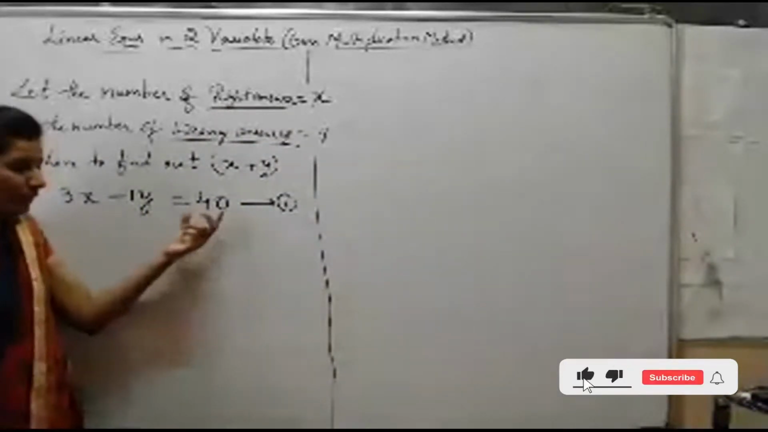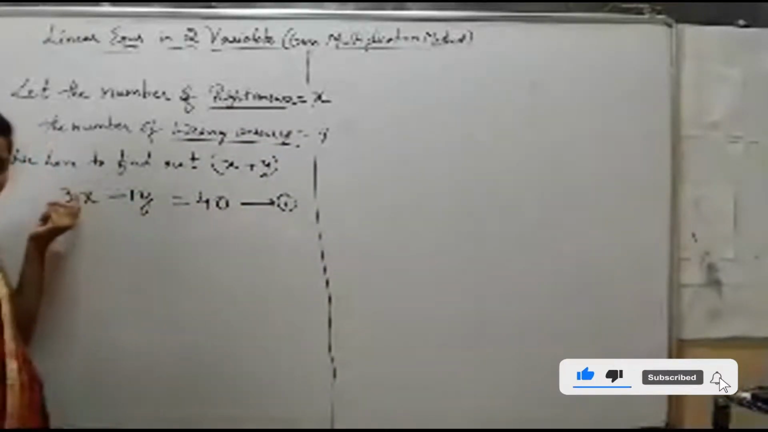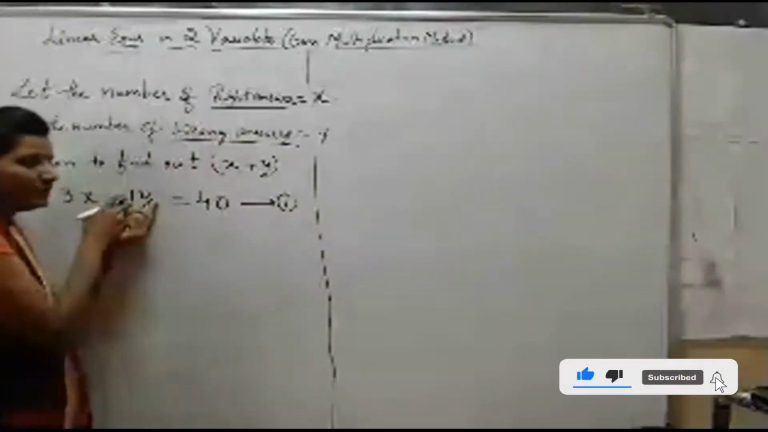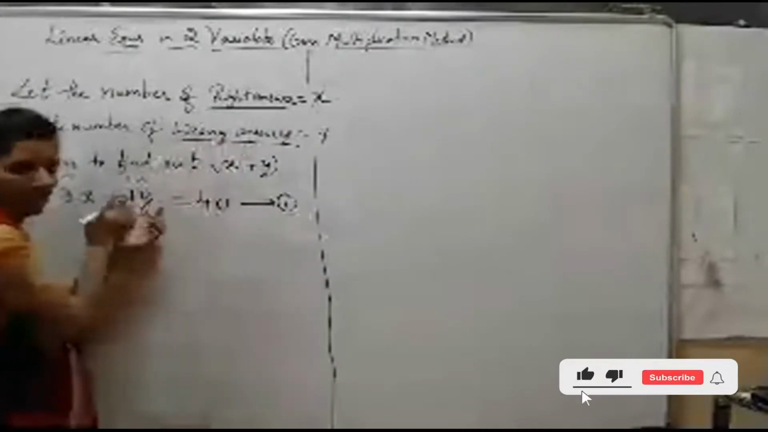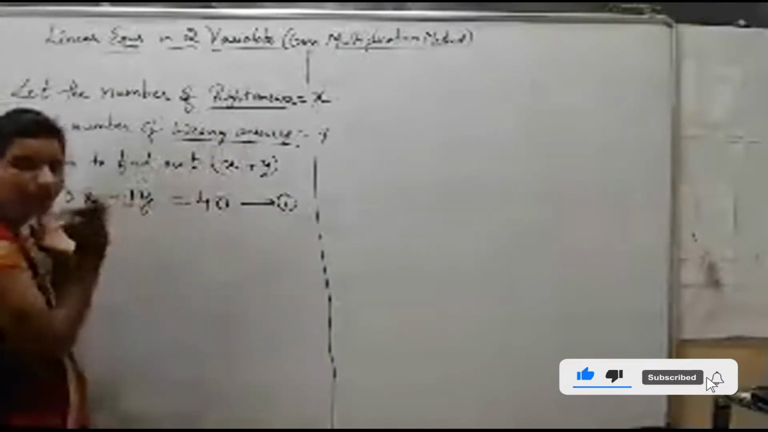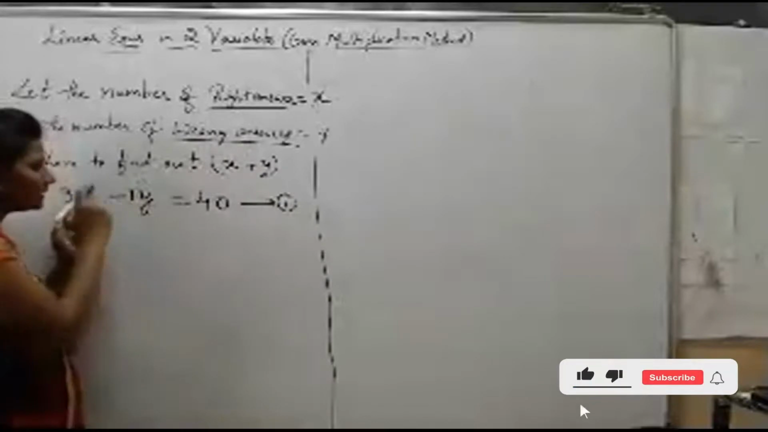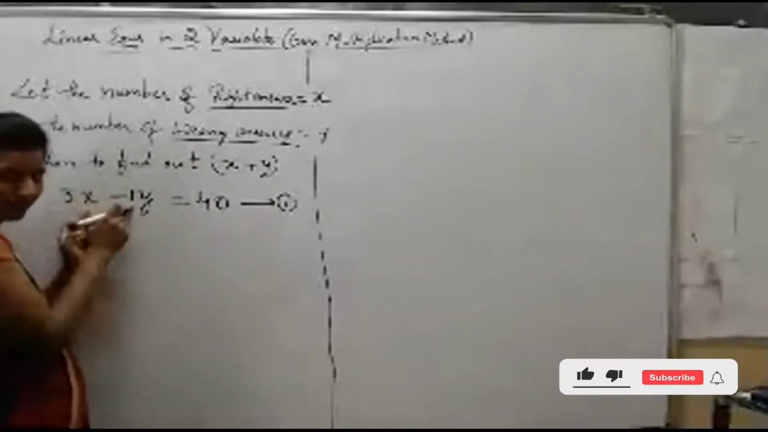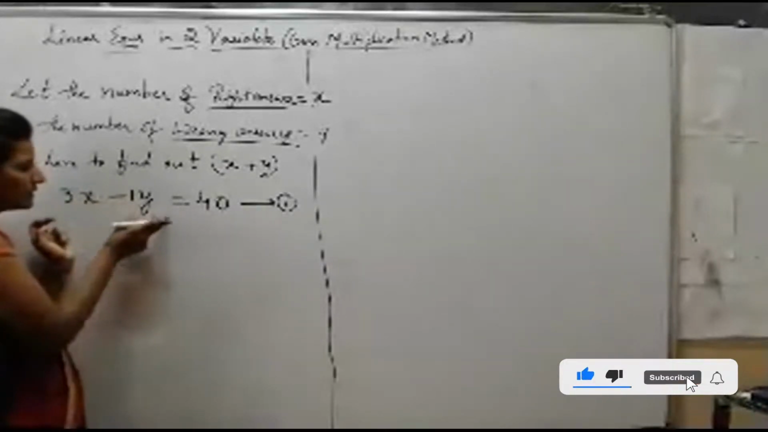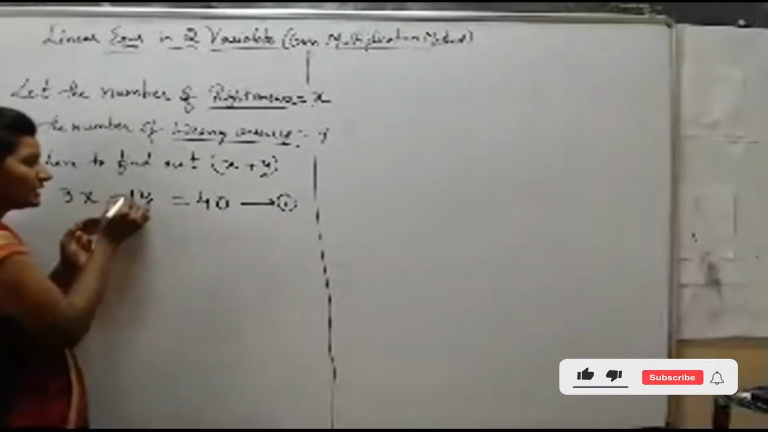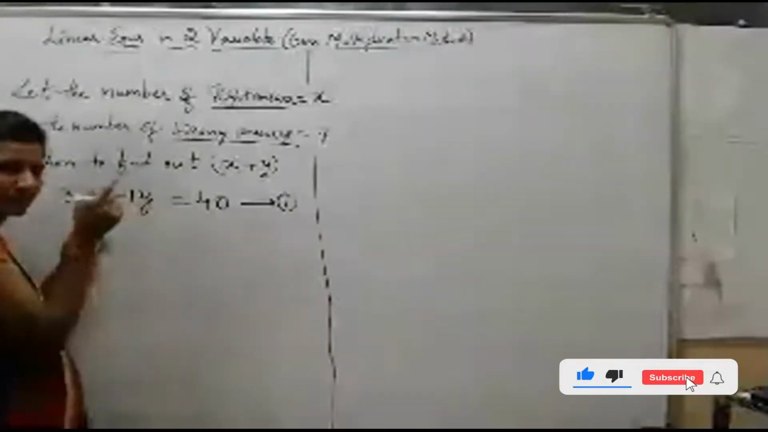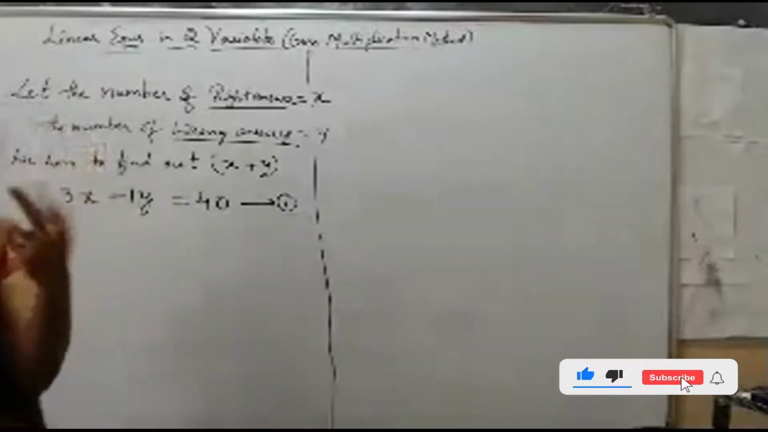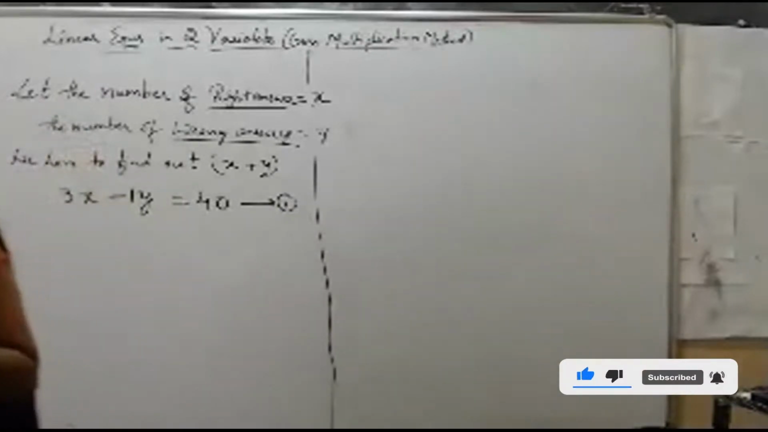Yash scored 40 marks when he is given 3 marks for each right answer and he is losing 1 mark for each wrong answer. You have to write like this: right answer, wrong answer. 3 marks for right, 1 mark for wrong. When it is wrong, he is deducting the marks, and deducting means you should take negative.